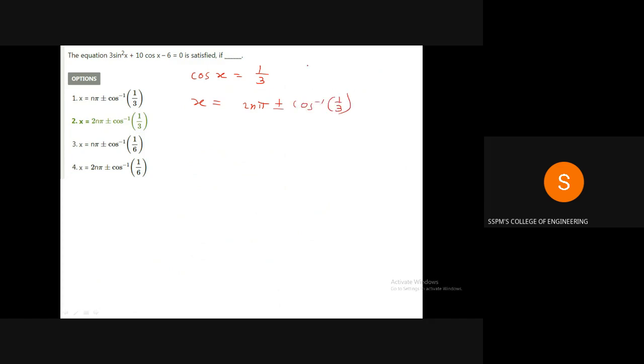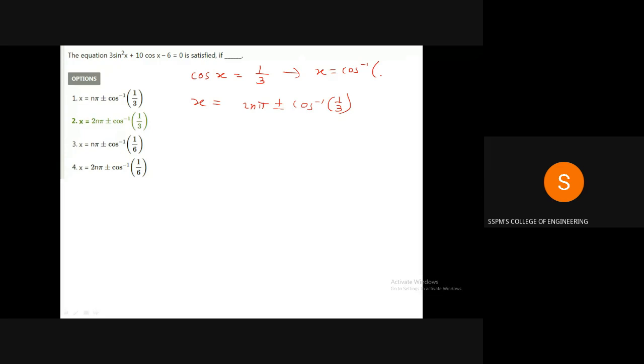Okay. So you cannot write directly x is equal to cos inverse 1 by 3. This is also correct, but it is not the general equation. So it is not the general solution. So for the general solution, we have to write it like this. Okay. So x is equal to 2n pi plus minus cos inverse 1 by 3.